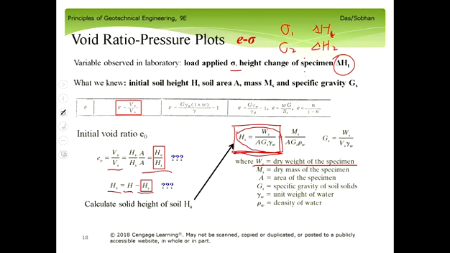Anyone knows the answer? How do we get the dry weight of the specimen? I talked about how we conduct such a test yesterday, right? What we can obtain from the test. What we knew is initial height, soil area, mass, specific gravity. Those data we can always obtain from the laboratory. So how do we get the dry weight of the specimen?